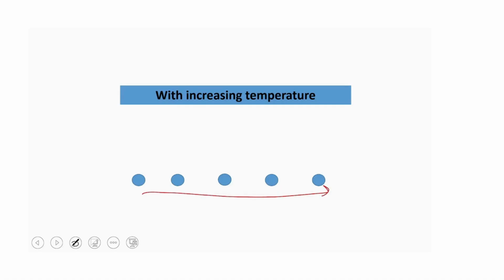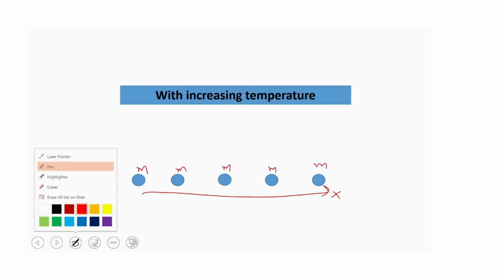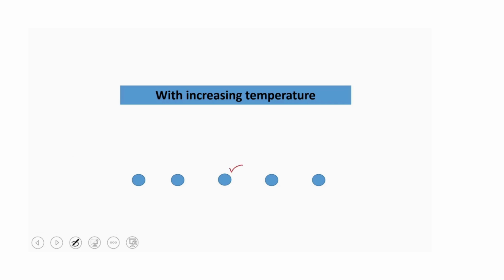If we consider a one-dimensional monoatomic lattice, as in this shown figure, there are 5 atoms which are identical, and if we consider any one particle, say this, then it will have some equilibrium position. This equilibrium position means that when the particle is at rest, it stays in this position, just like a pendulum. When it is at rest, it is in its equilibrium state.